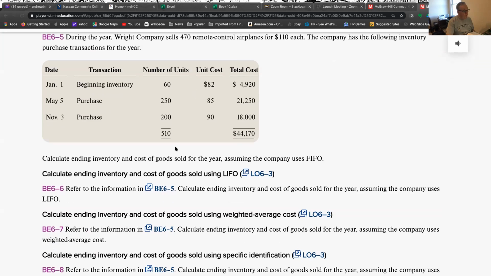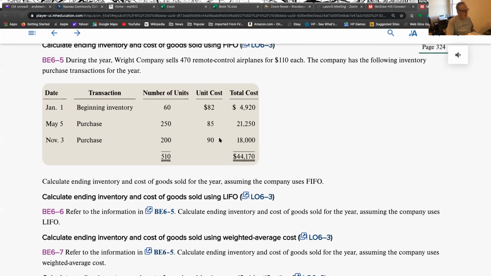So what's the total available for sale? 510 at a total cost of $44,170. How many do they have left? If they had 510 and they sold 470, how many do they have left? 510 minus 470 is 40. So they've got 40 of these remote control airplanes left sitting in their store.